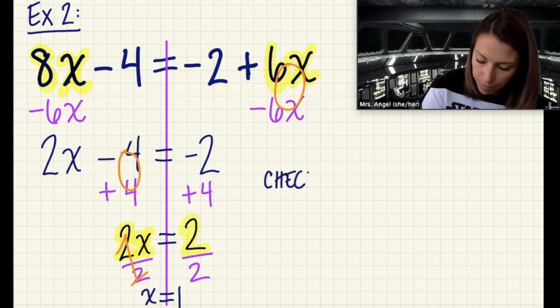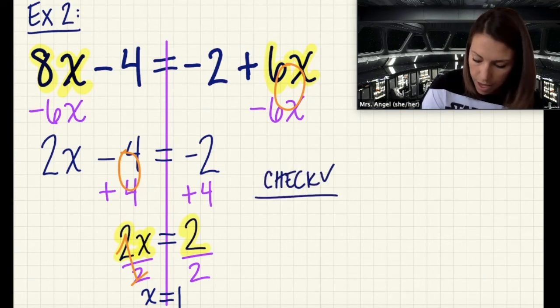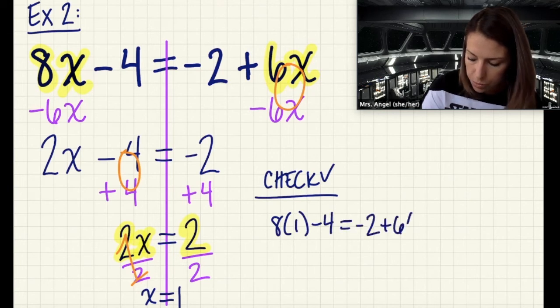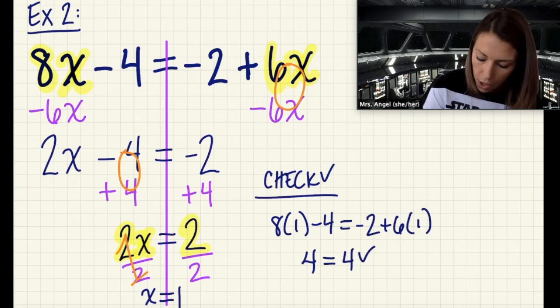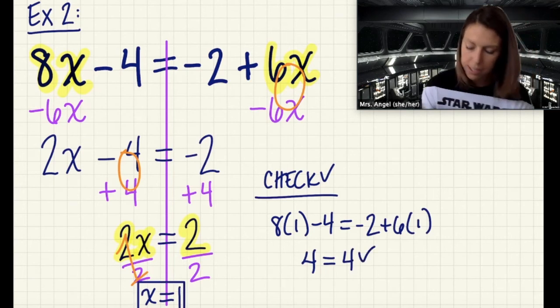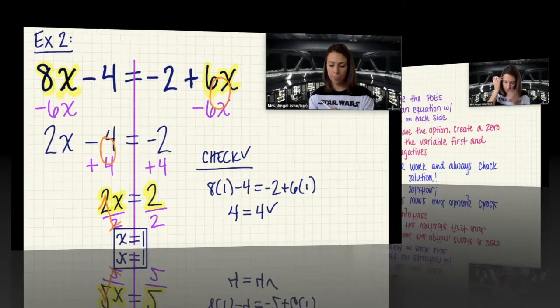Let's do a quick check. 8 times 1 minus 4 equals negative 2 plus 6 times 1. 8 times 1 is 8, minus 4 is 4, and negative 2, let's see, 6 times 1 is 6, negative 2 plus 6 is also 4, so I know that x equals 1 is the correct solution to this equation.